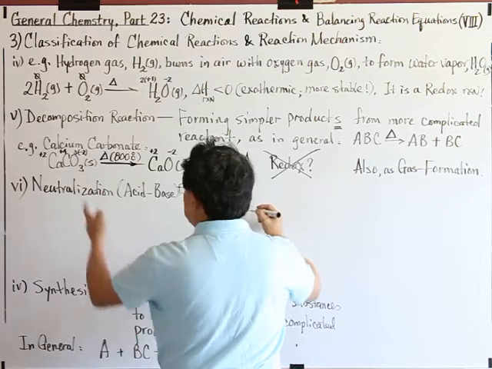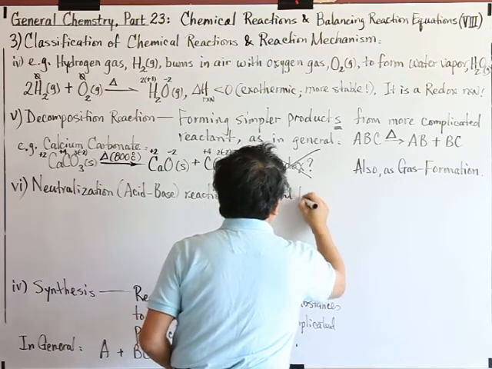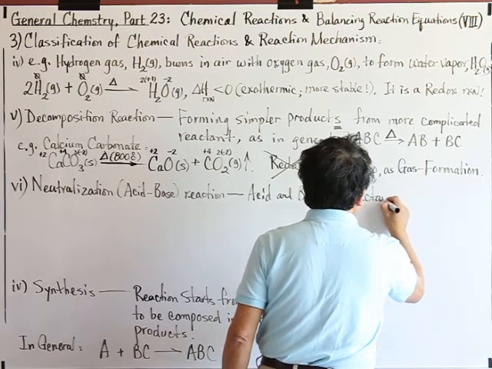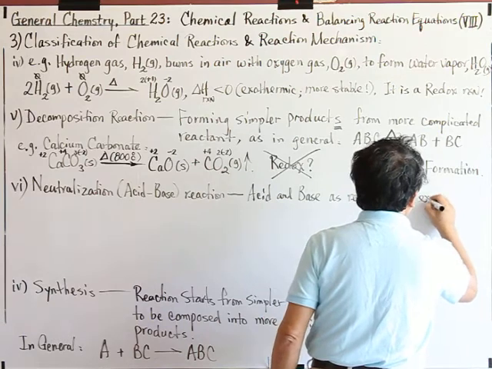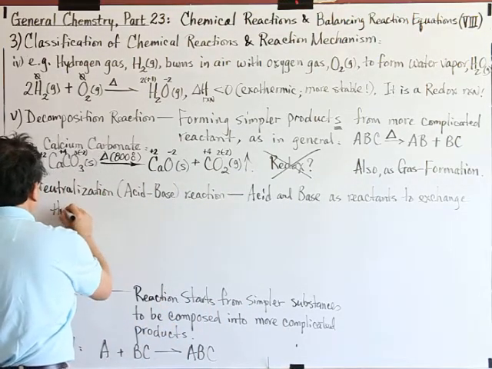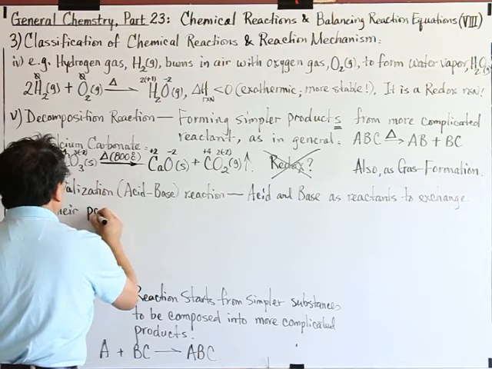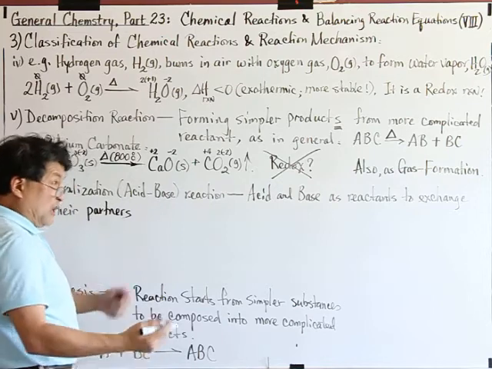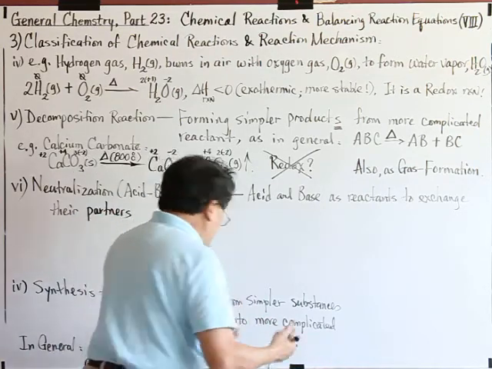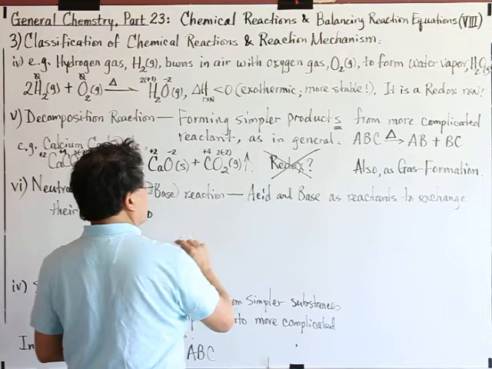So this depends on acid and base as reactants to exchange their partners. Or it's called a counter, either the ionic anionic or cationic portion. Exchange partner.